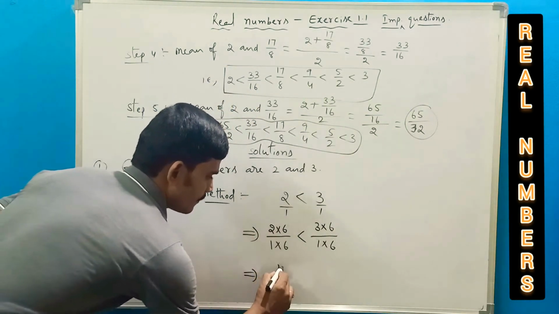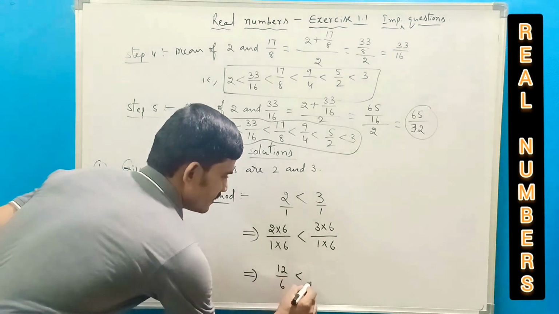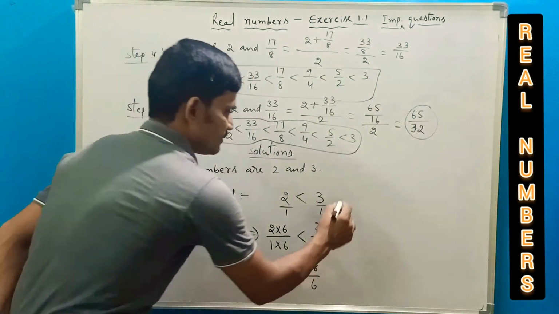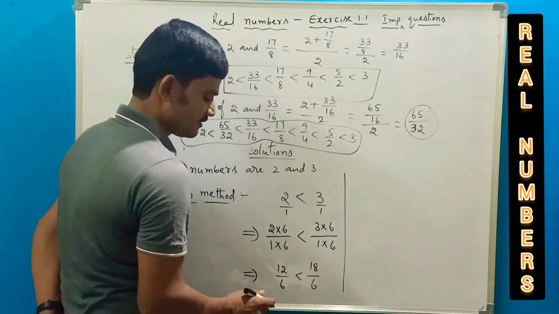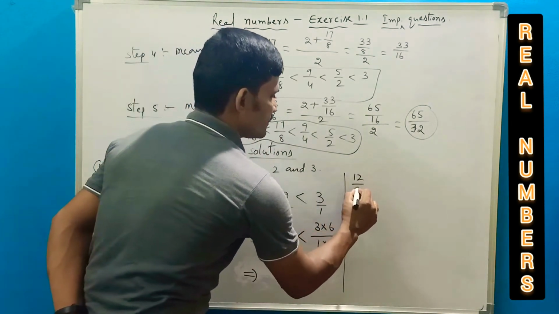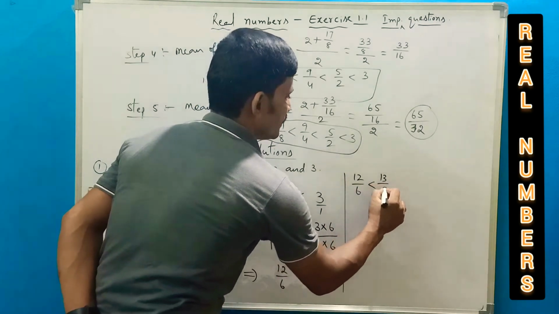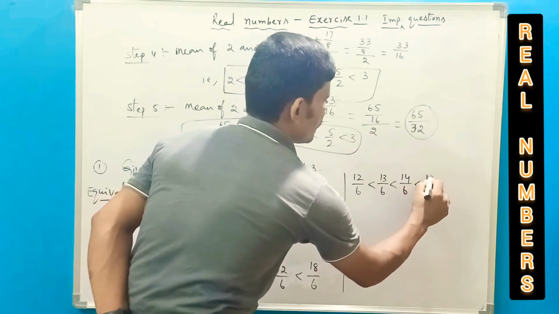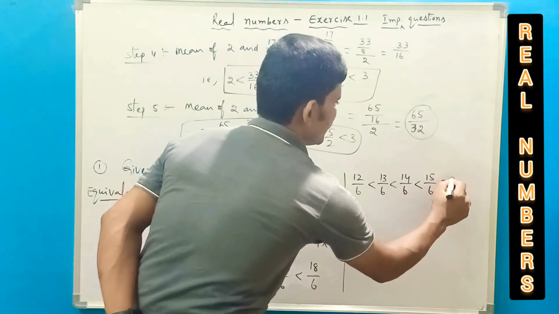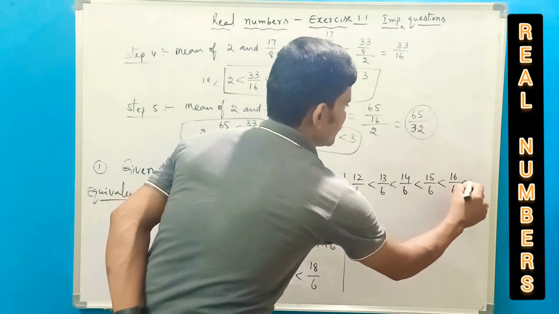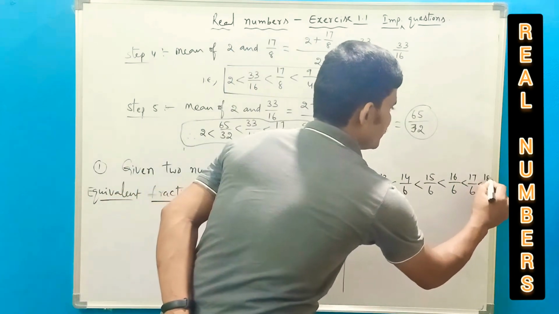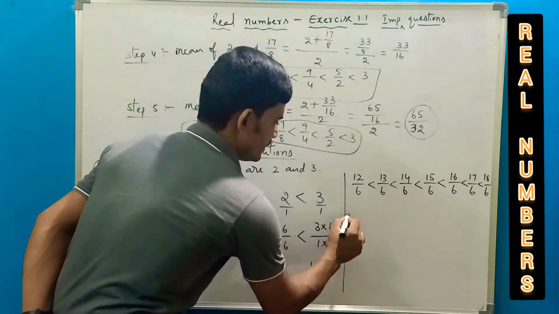2 sixes are 12 by 6 is less than 18 by 6, which means 12 by 6 is less than 13 by 6 is less than 14 by 6 is less than 15 by 6 is less than 16 by 6 is less than 17 by 6 is less than 18 by 6.